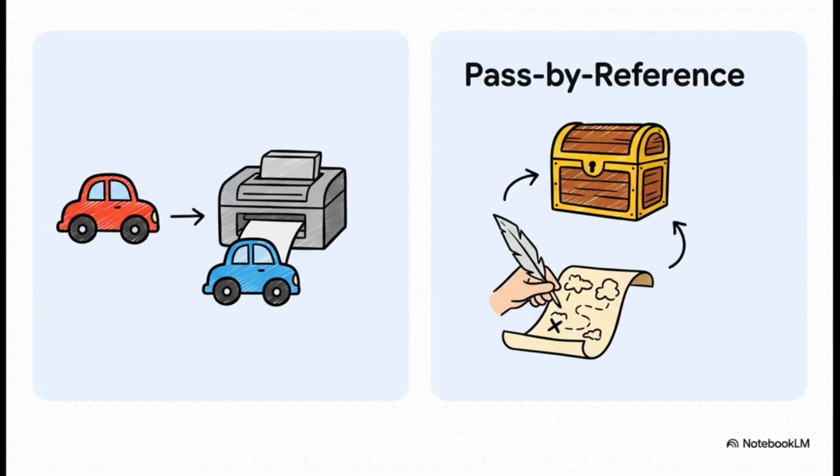So when you send data to a function in C, it can happen in one of two ways. For simple things like integers or characters, C sends a copy of the data. We call this pass-by-value. But for bigger things, like arrays, C does something different. It sends a map to the original data's location in memory, and that's called pass-by-reference. Let's use a little toy car analogy to see exactly what this means.